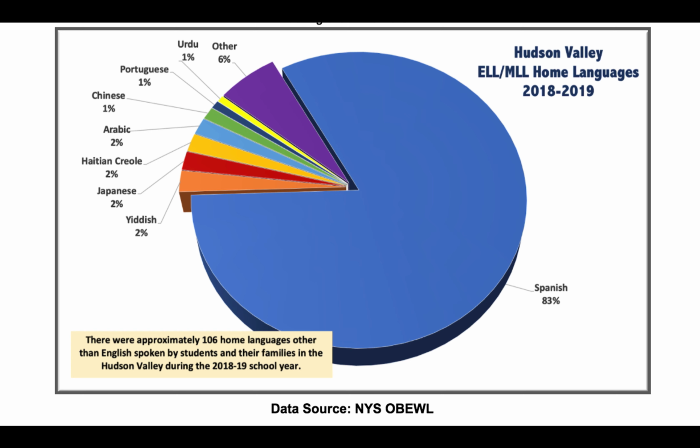There are approximately 106 other home languages other than English that are found in our Hudson Valley schools, spoken by families. Yiddish, Japanese, Haitian Creole, Arabic, Chinese, Portuguese, and Urdu make up the other most common languages in the Hudson Valley.